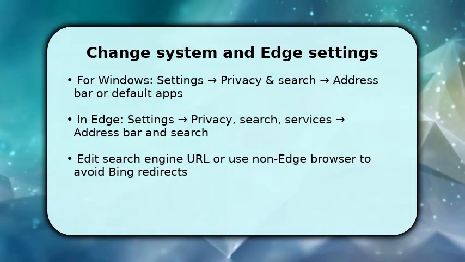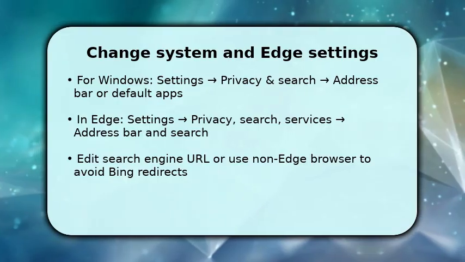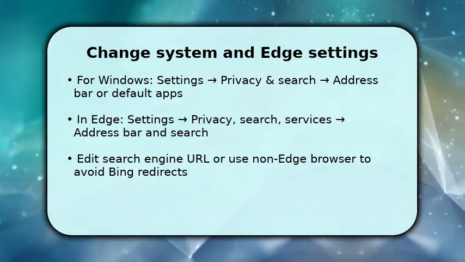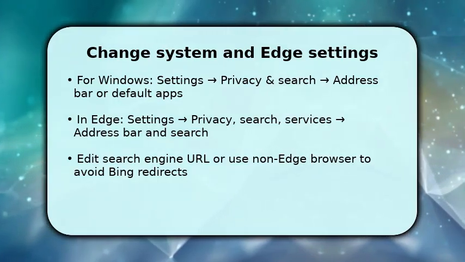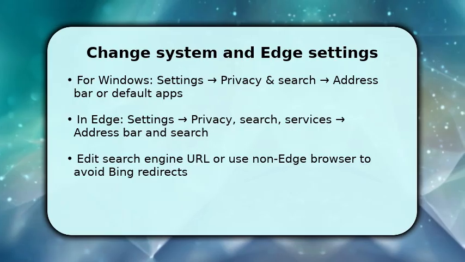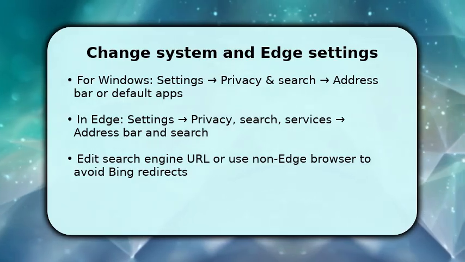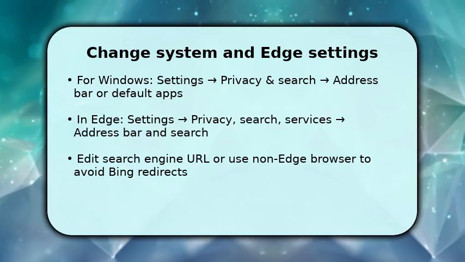In Edge, open Settings > Privacy, Search, and Services, then Address Bar and Search. Change the search engine used in the address bar, or replace Edge entirely if it forces Bing. Make sure to remove any leftover Bing search.